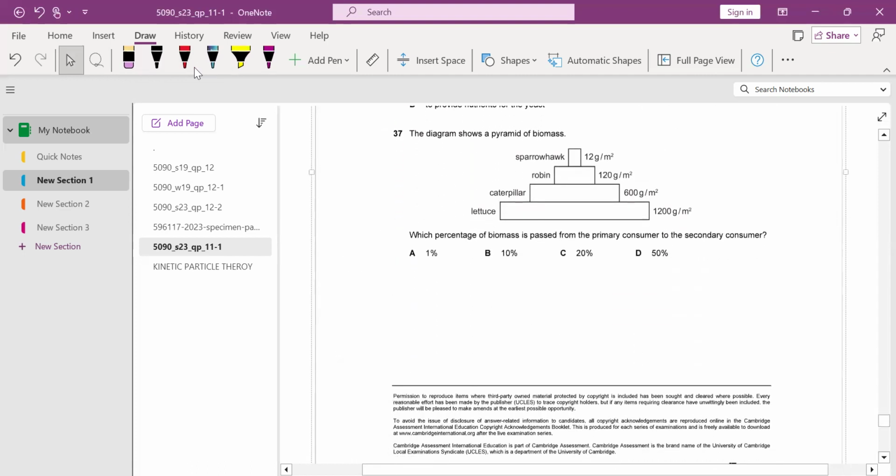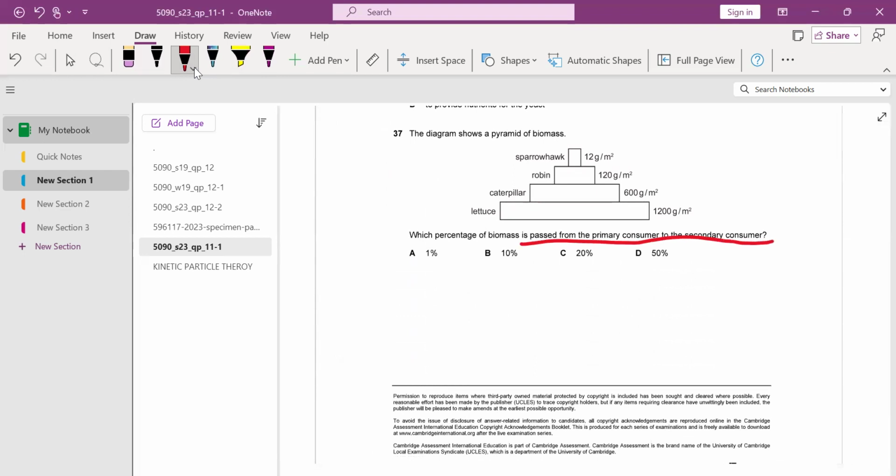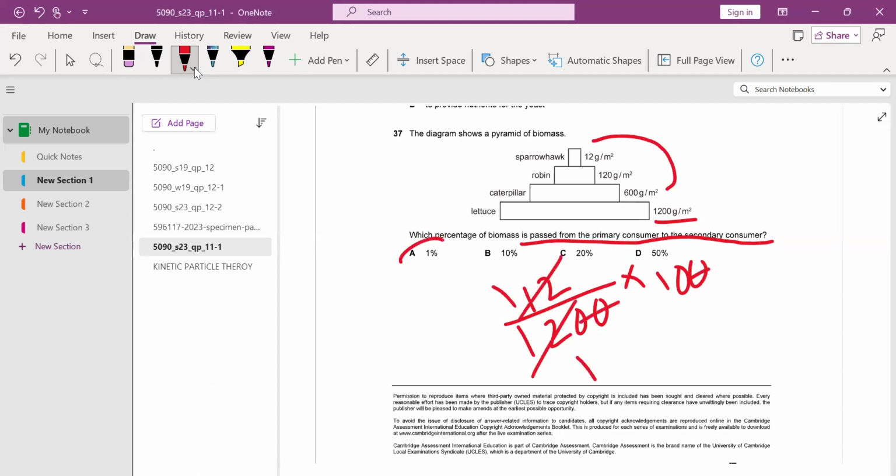Question number 37. The diagram shows a pyramid of biomass. This is the pyramid of biomass. Which percentage of the biomass is passed from the primary consumer to the secondary consumer? So from the primary consumer to the secondary consumer, the total is 1200. What you have to do is 1200 divided by 12 into 100. 1% is the correct answer for question number 37.